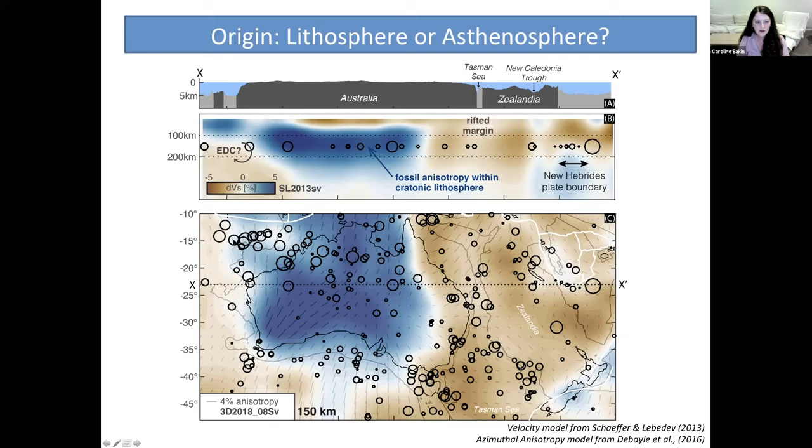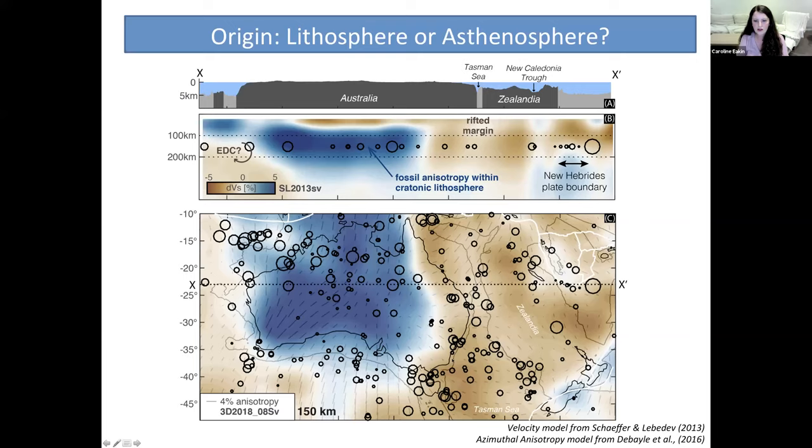Where we have scatterers sort of on the edge, particularly along southern Australia and maybe up in the northwest, we might be at this depth right on the transition from lithosphere into the asthenosphere. So perhaps we are looking at the difference between fossil anisotropy and active flow in the asthenosphere today.